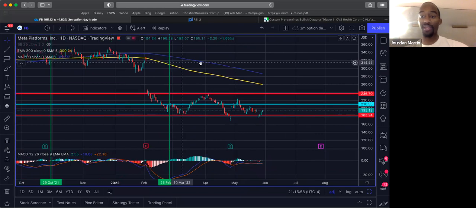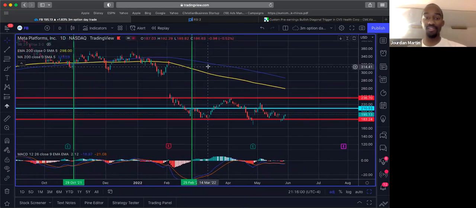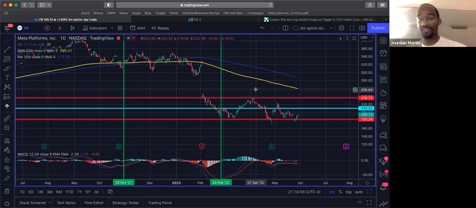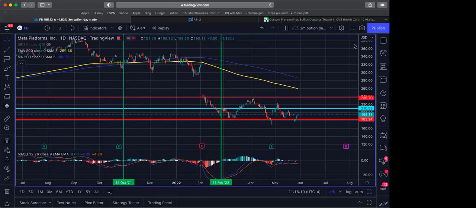So if you're trading a system or a strategy that's dependent upon these indicators, then testing these out is something that you would want to do. And you would want to look at the comparison between these two.